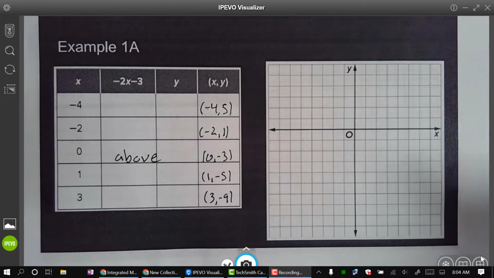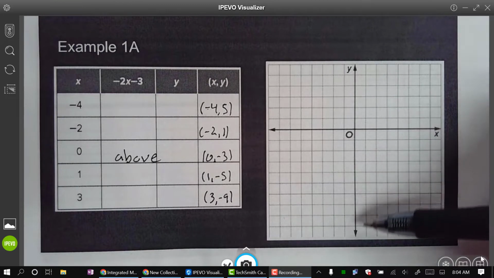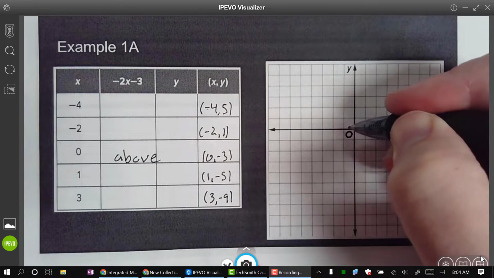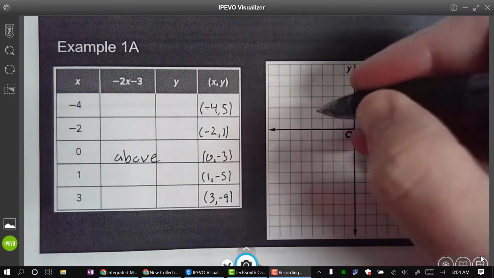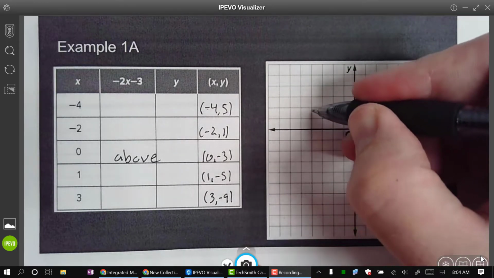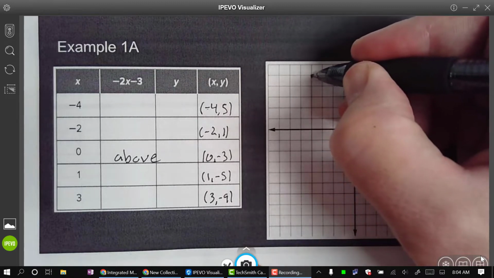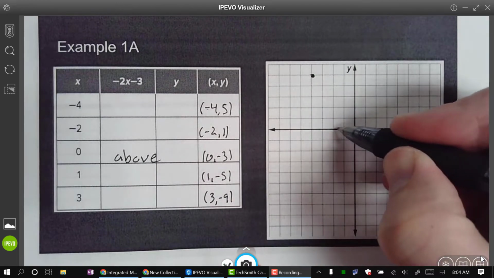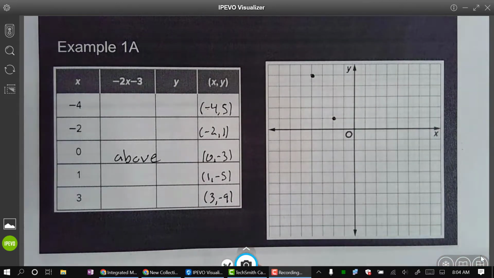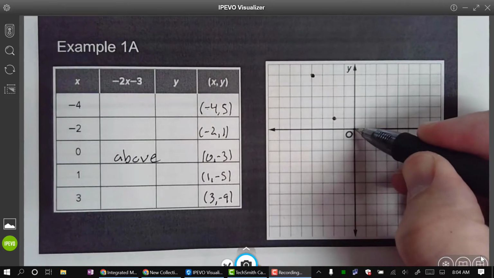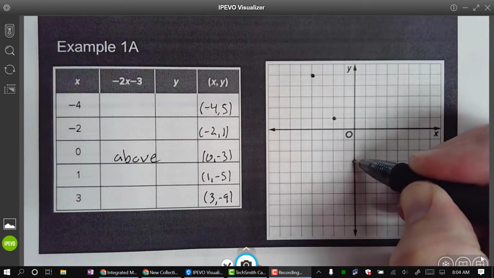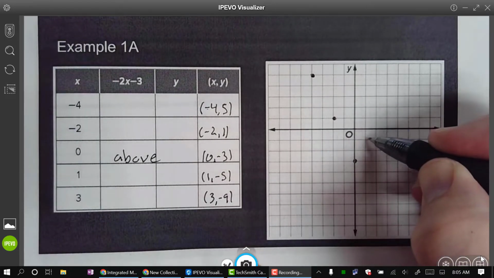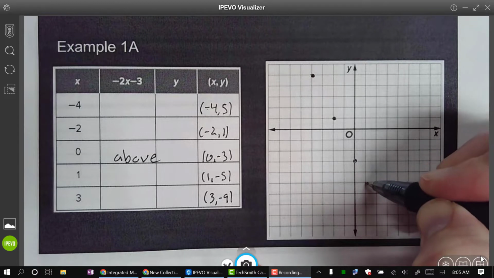So let's start plotting these points. So this is my y-axis. This is my x-axis. So I'm going to start at my origin, move to the left 4, 1, 2, 3, 4, and then up 5, 1, 2, 3, 4, 5. Left 2, up 1. Stay at the origin, down 3, 1, 2, 3. Right 1, down 5, 1, 2, 3, 4, 5.